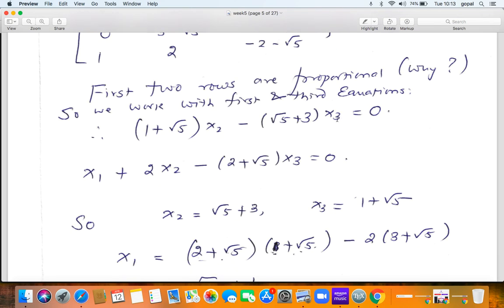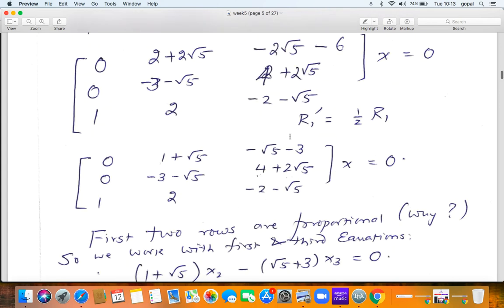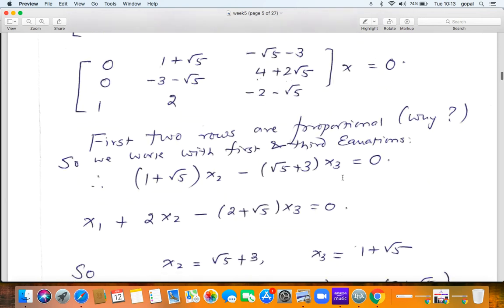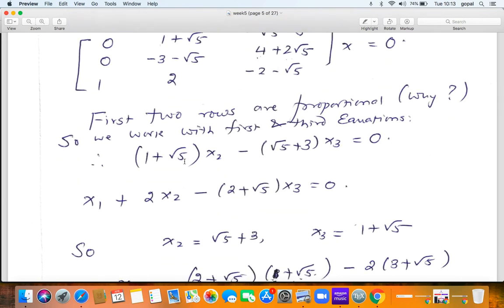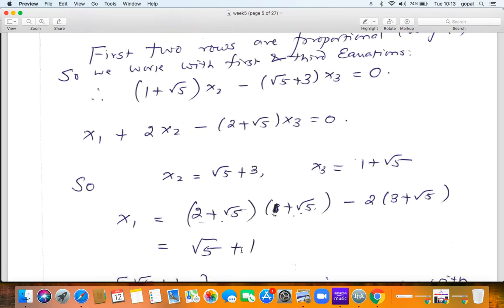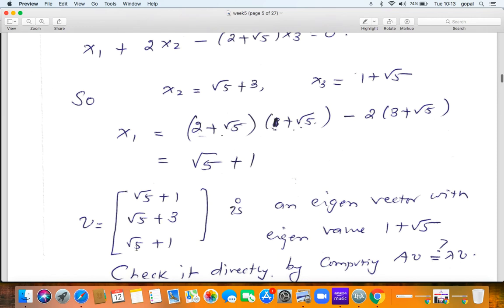So I can give some value of x3 and you can get one solution. Other solutions are multiples. Remember, the right hand side is 0. So if you find one solution, then all solutions can be obtained by simply multiplying by scalars. Now look at this equation: (1 plus root 5) x2 minus (root 5 plus 3) x3 equals 0. So I can take x3 to be 1 plus root 5, x2 to be 3 plus root 5. Already got your x2 and x3, and that gives you x1 as root 5 plus 1. So you got your eigenvector: root 5 plus 1, root 5 plus 3, root 5 plus 1.